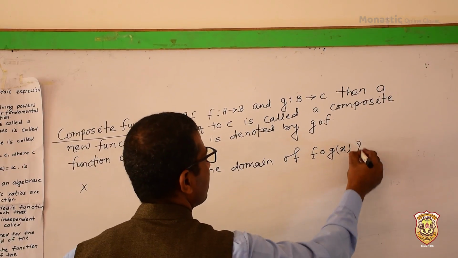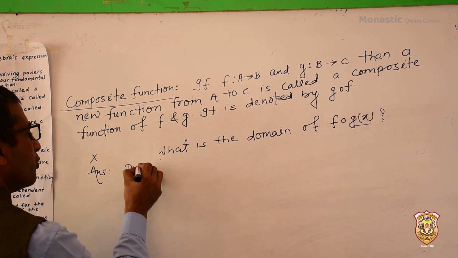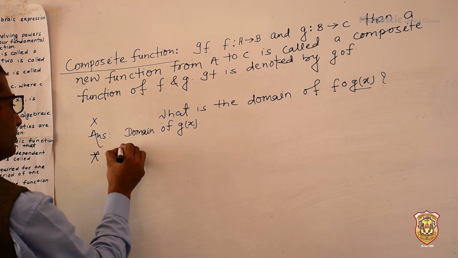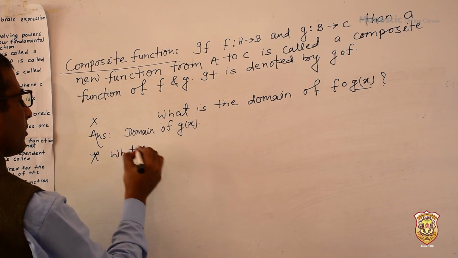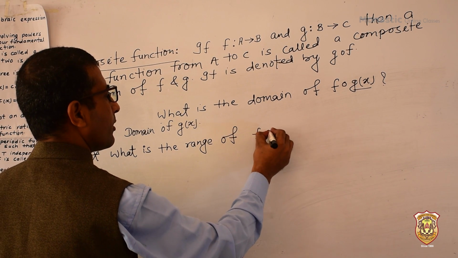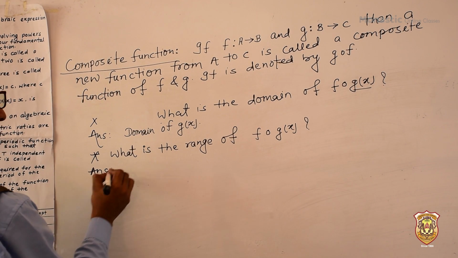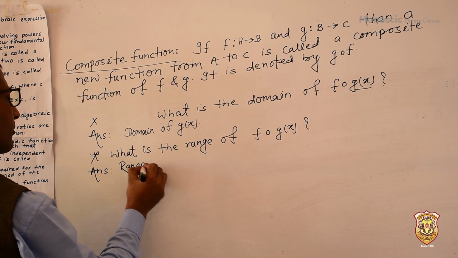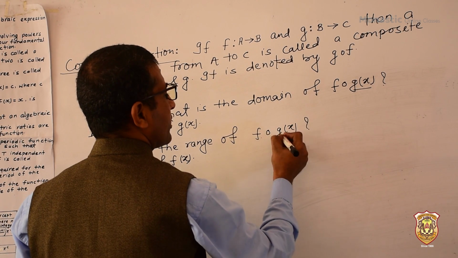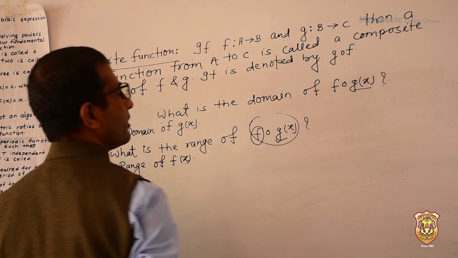If we write the question like this, your answer is domain will be the last one. Answer will be domain of g of x. What is the range of f circle g of x? Answer is the range will be range of f. It means it is f circle g, so g function domain will be the domain of this composite function, and range will be the range of f.